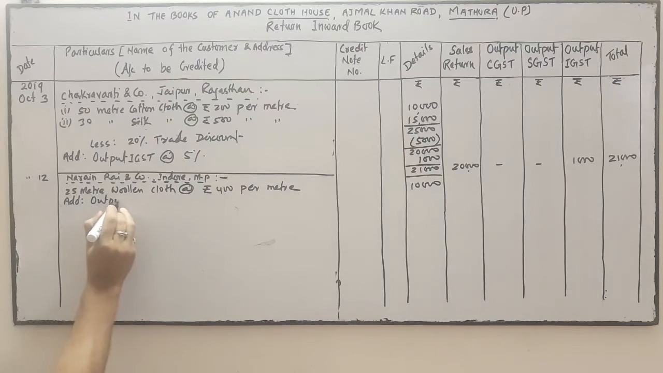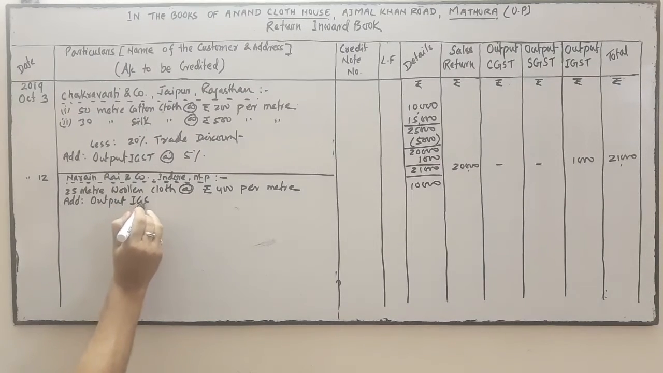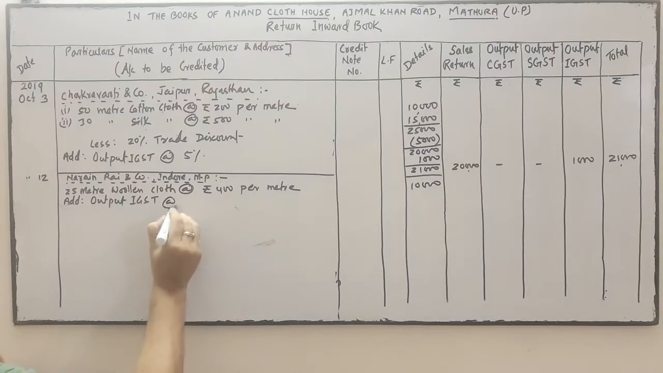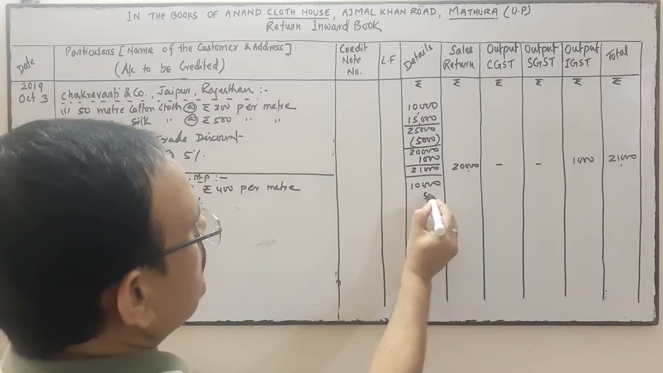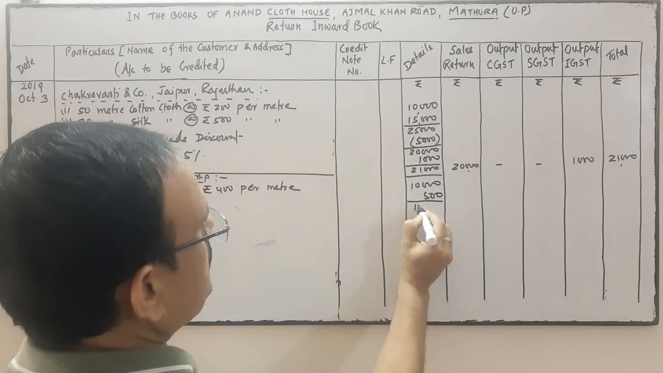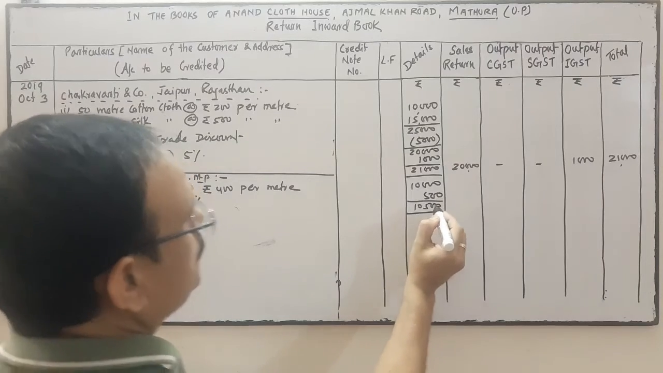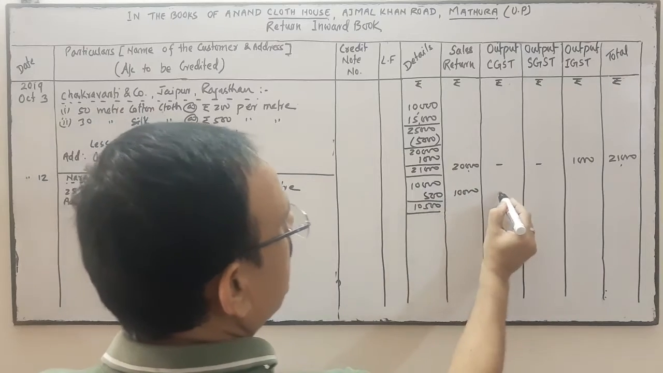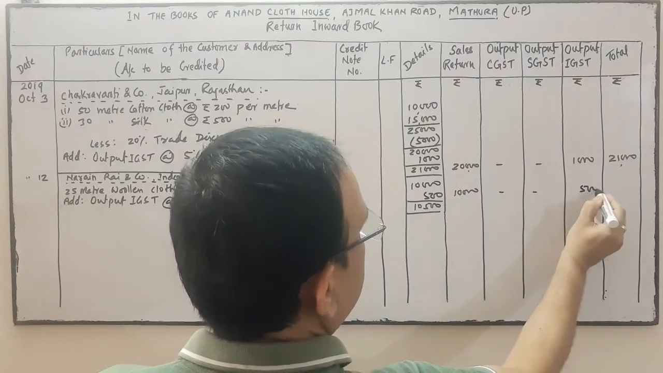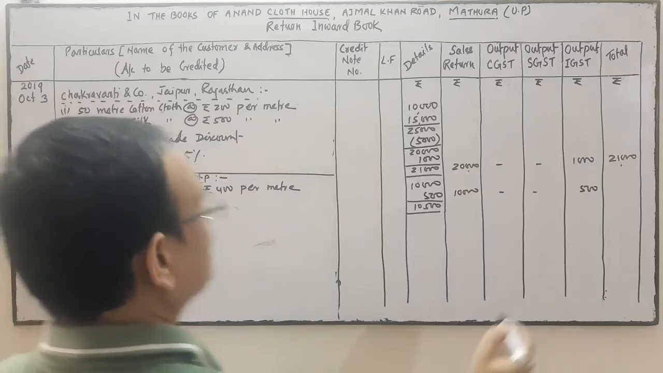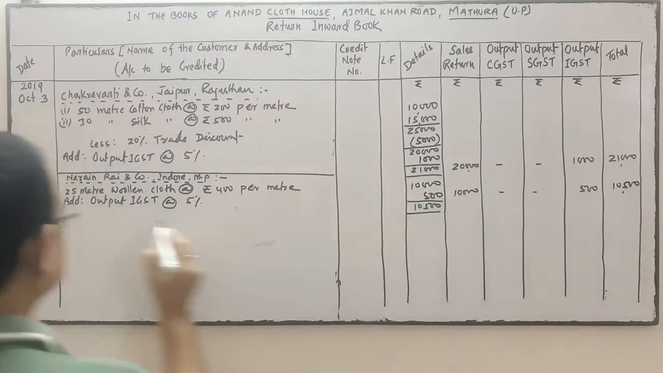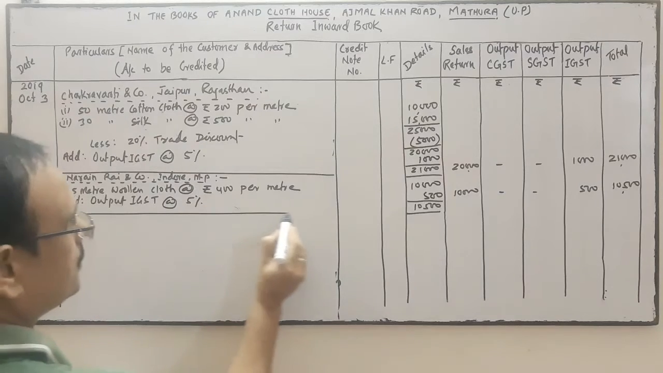Output IGST, because it's an interstate sale, MP and UP, at the rate of 5%. So 5% of this amount is 500. So it is 10,500. So 10,000 will be here, and 500 will be in the IGST column, output IGST. So it is 10,500. So this is also closed.